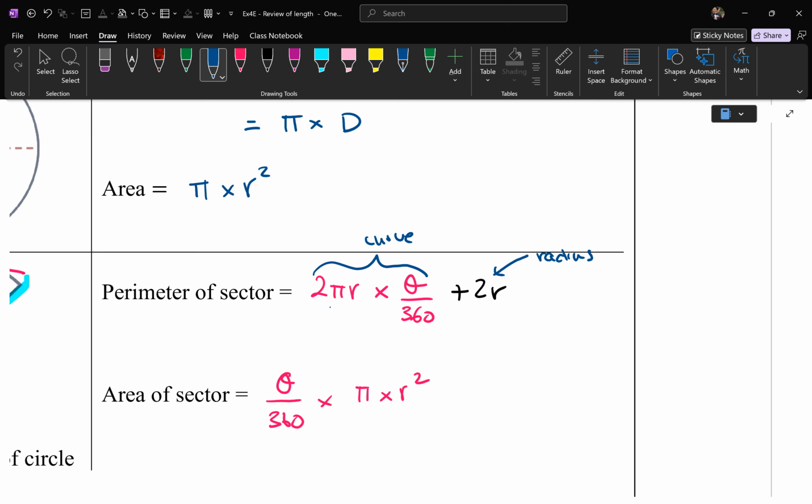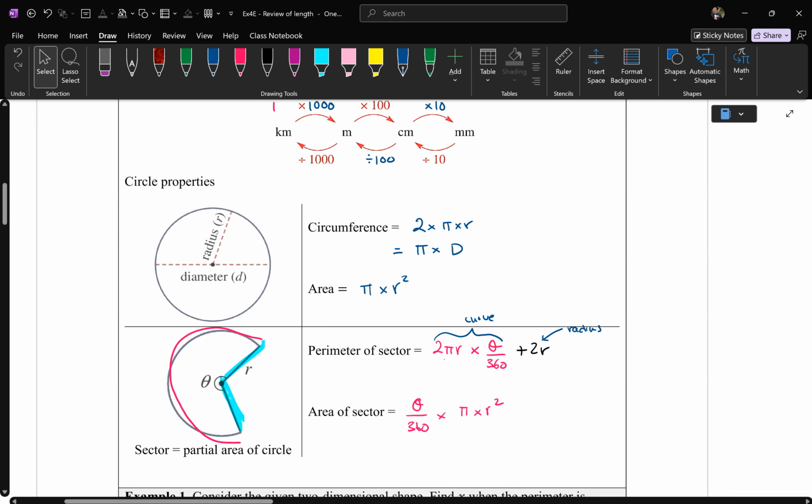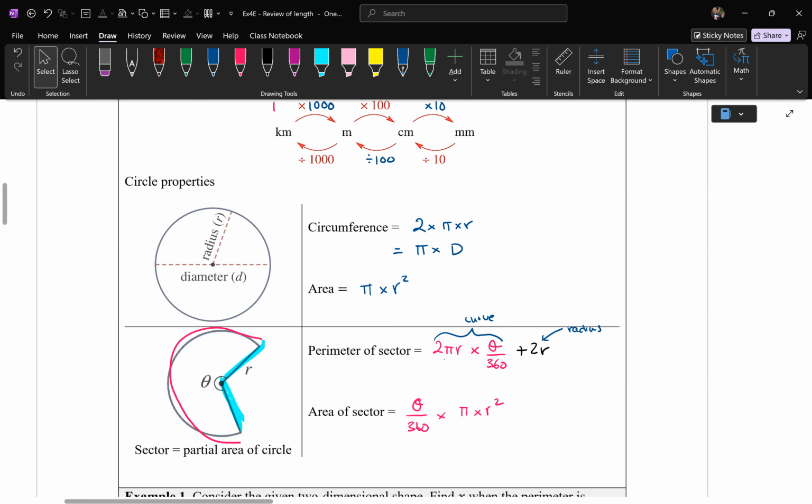Okay? So one's a radius. If you have a radius, this one's the curve. All right. So those are your notes. That's reviewing the length notes that you have from pretty much year 7 to year 9 mainstream.